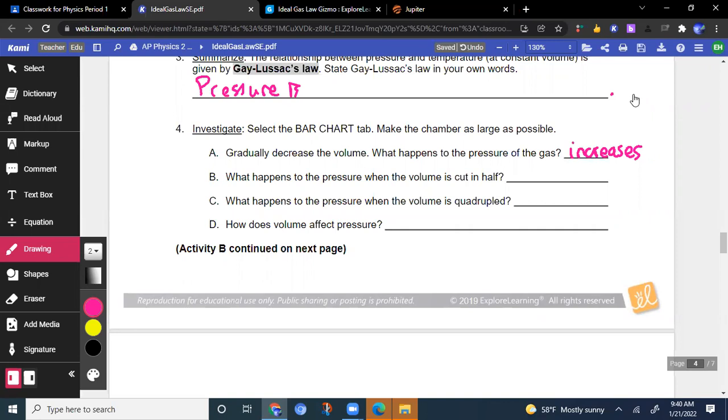What happens to the pressure when the volume is cut in half? What's the inverse of 1/2? Doubles, times 2. The pressure will double. Okay. What happens to the pressure when the volume is quadrupled? Well, what's the inverse of quadruple? Quadruple is times 4. So 1/4.